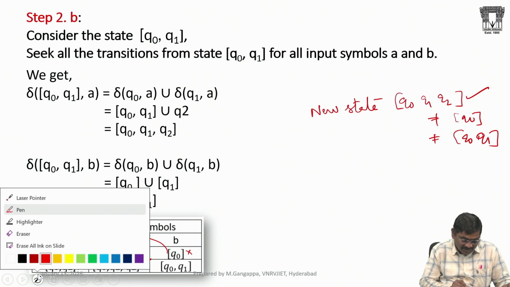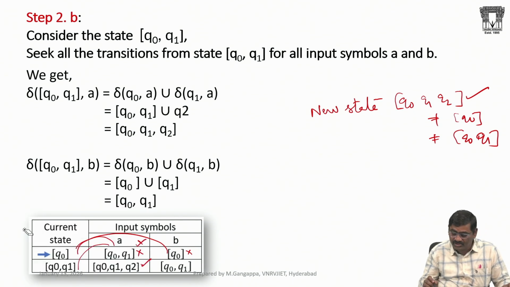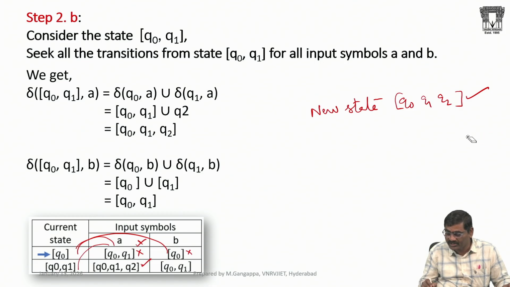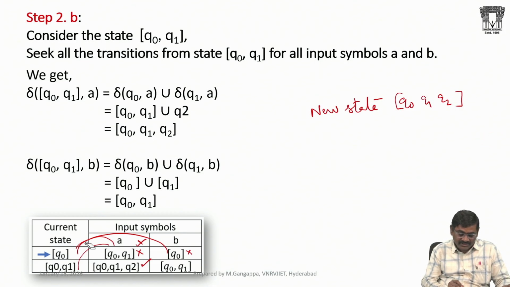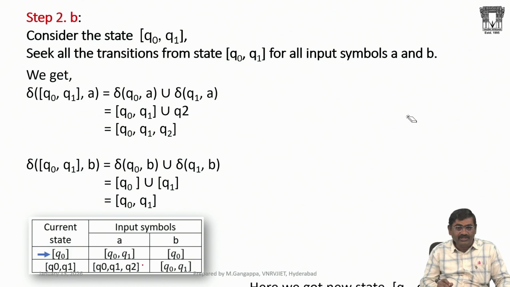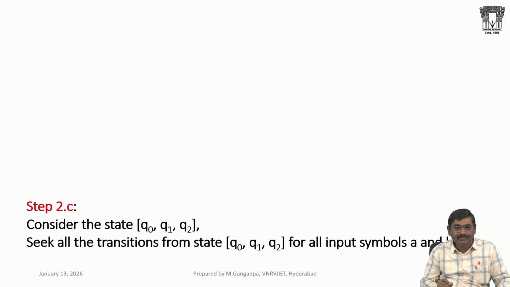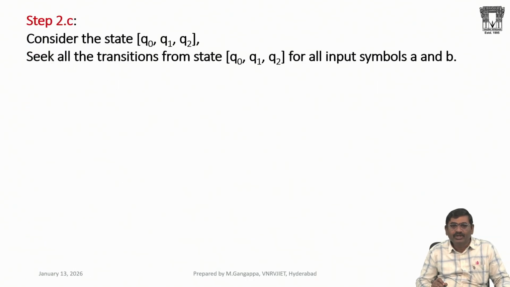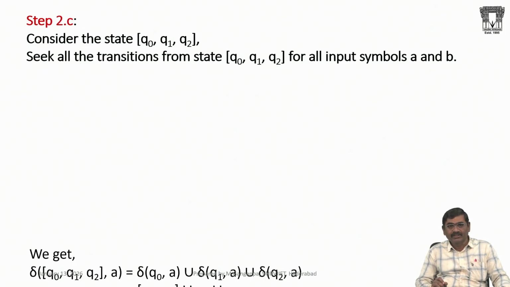If we get any new state, then what we should do is apply the inputs to make a transition. So in the next step we are going to perform the transition. The transition for that is Q0 Q1 Q2 on A, what is the next state? Q0 Q1 Q2 on B, what is the next state? Now we are going to do that.